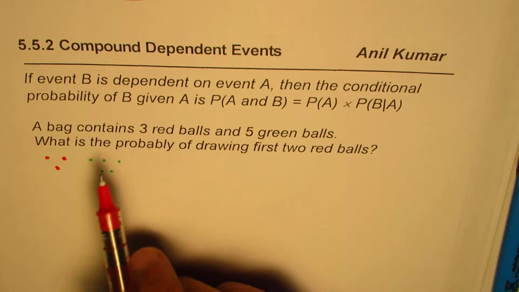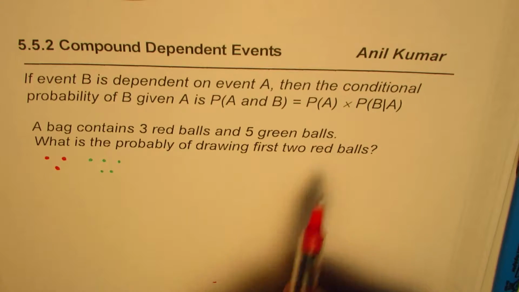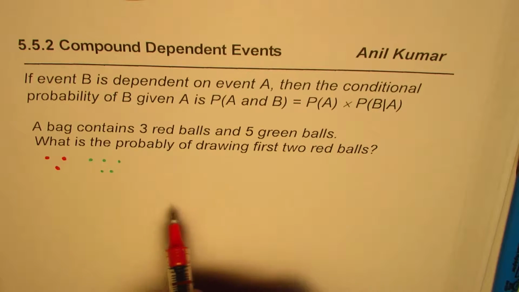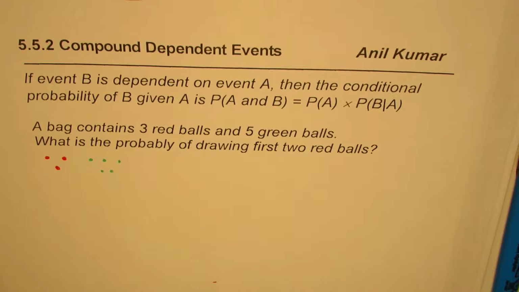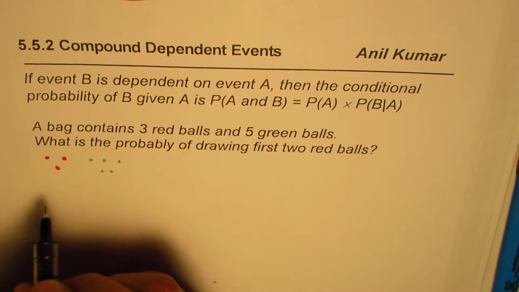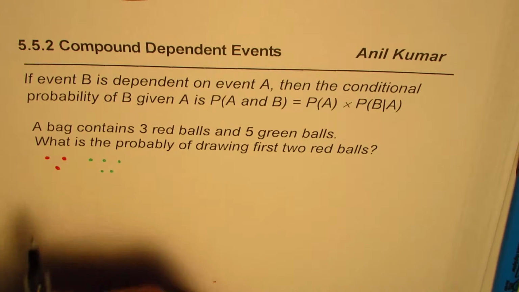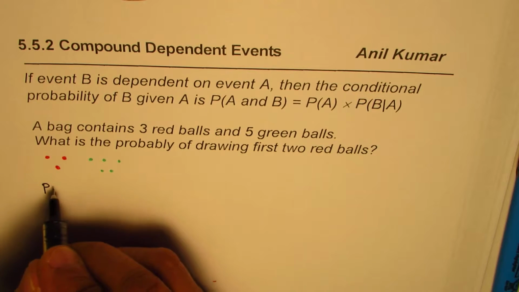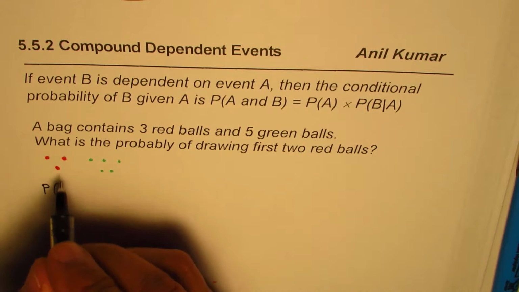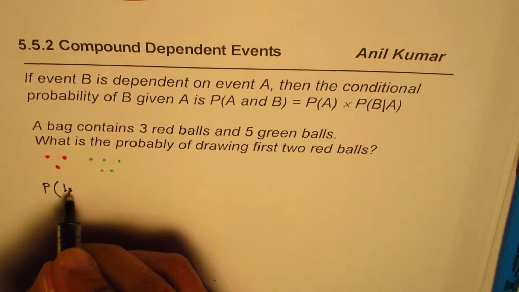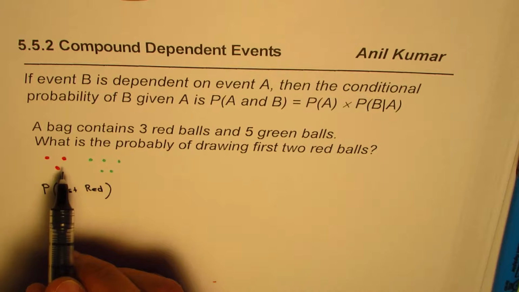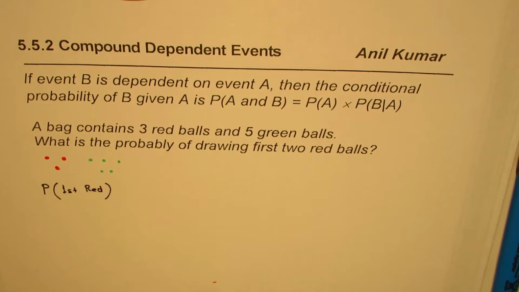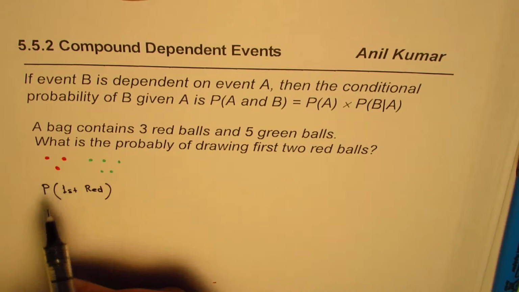Now when we say, what is the probability of drawing first 2 red balls? Then that means the first draw we get a red, the second draw again we get a red ball. Do you get the idea, right? So let's say event A is drawing a red ball, right? So in this case, probability of drawing first red ball is what? We have, in this particular case, 3 red balls and total number of balls are 8.